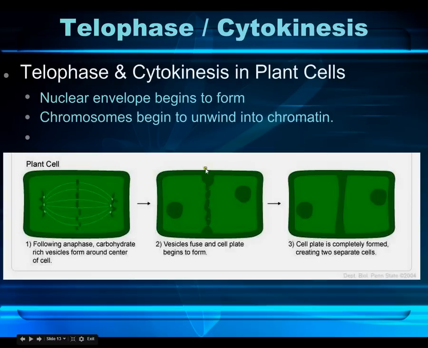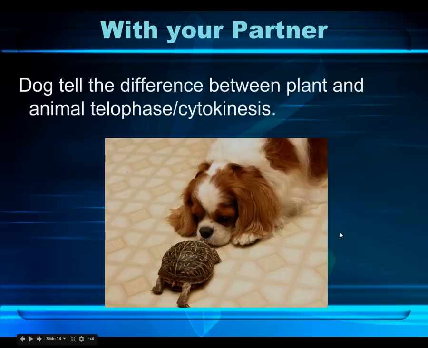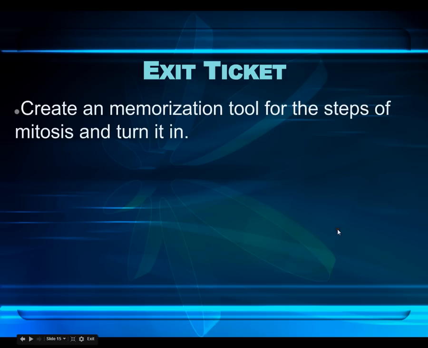In the last step, instead of having that cleavage furrow and pinching off in the middle, the Golgi apparatus actually starts to build what's called a cell plate. So the Golgi apparatus builds these vesicles, and the vesicles start to fuse, and the plate forms, and you have two entirely new plant cells. So pause the video and review the differences between the plant and animal telophase.